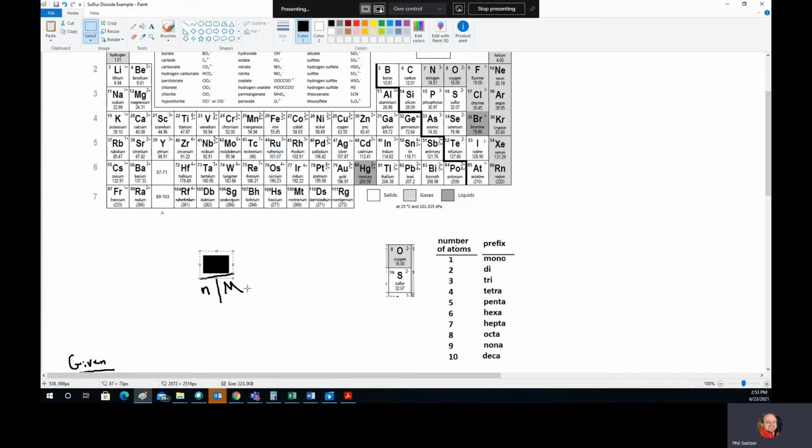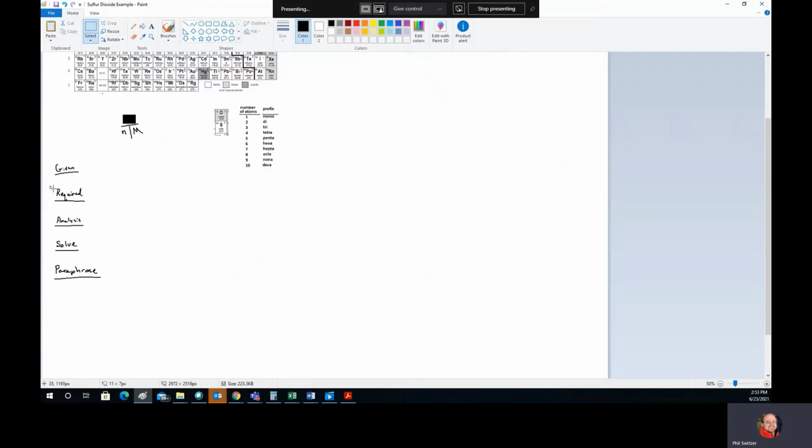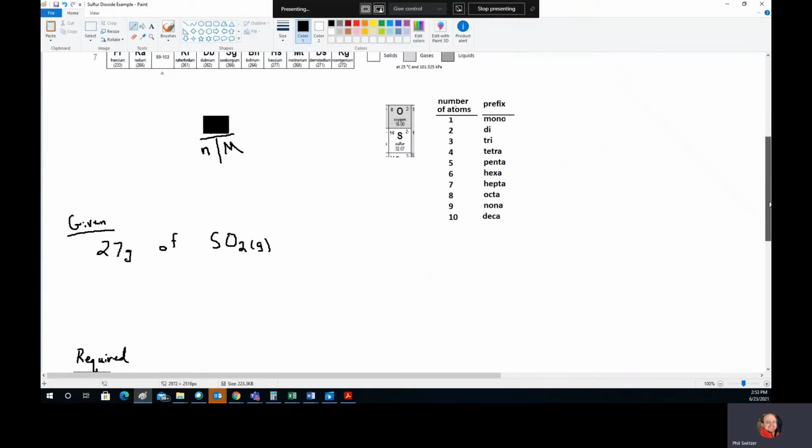But yeah, let's start with the given information and then we'll look at required. So what does the question give us? I just want to zoom out a little bit here and then I'll zoom back in. Looking at the question, it says we've got 27 grams. Just take this step by step. Just take the information right off the question. 27 grams of, well, got to put the proper formula here. You need the formula if we're going to do molar mass. SO2, sulfur dioxide gas. So that's what's given.